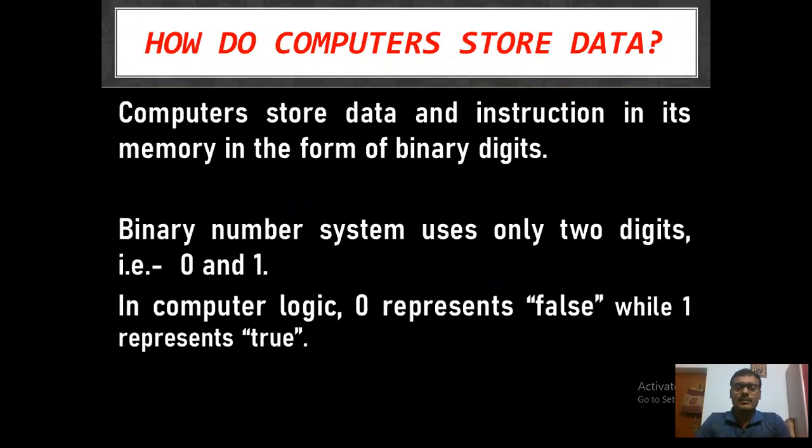As you know, computers store data in their memory. A computer stores data and instructions in its memory in the form of binary digits. Binary digits means 0 and 1, because the binary number system only uses two digits, that is 0 and 1. And logically, 0 represents false and 1 represents true. It means when the current is off, it represents 0, and when the current is on, it represents 1.